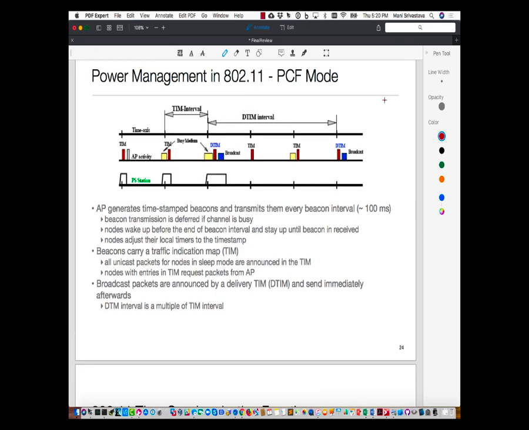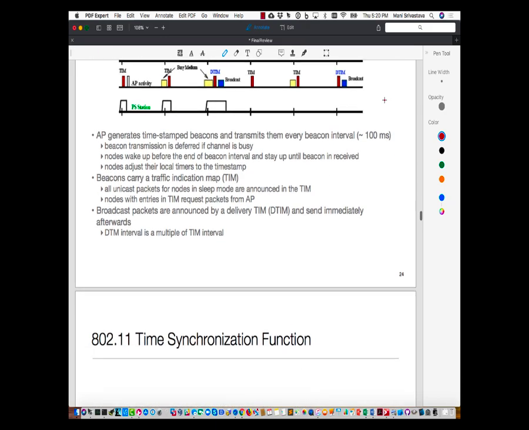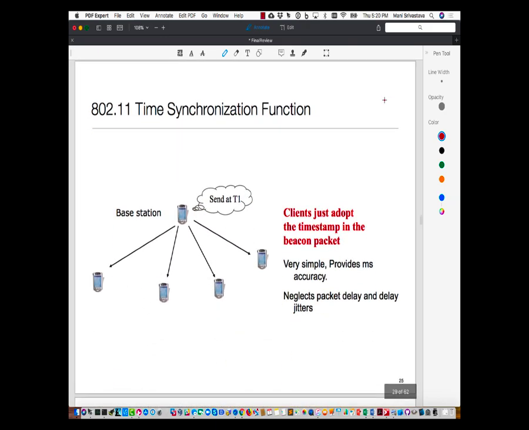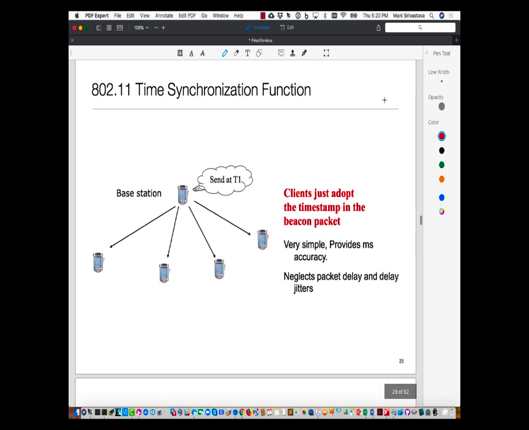So even Wi-Fi has a fair bit of power management capabilities built up. And it too needs time synchronization, and it does the dumb approach that I was describing, which is just announce it, time is this, and the delays are assumed to be tiny enough that we don't really care about them. Okay. So when it comes to time synchronization over wireless, it's pretty easy to get into milliseconds.